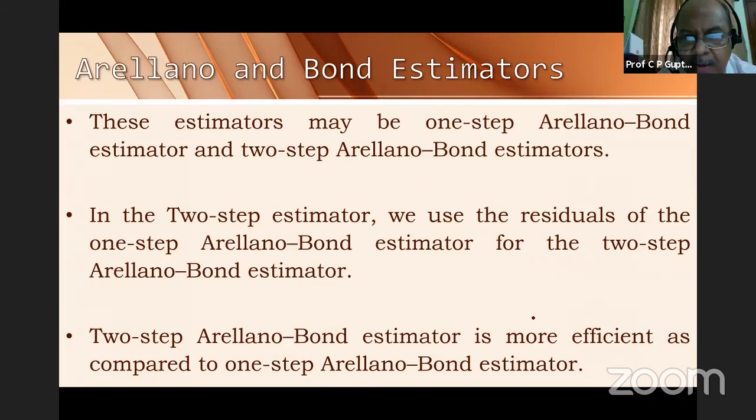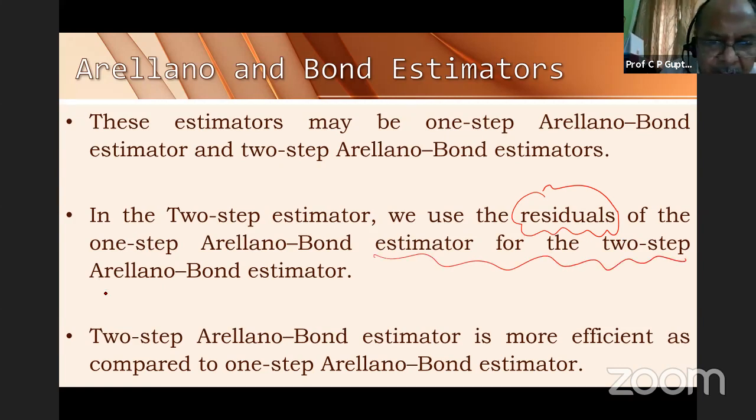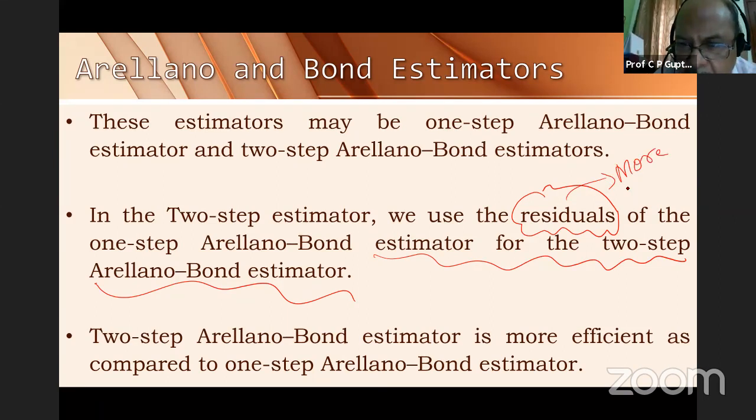These estimators may be one-step Arellano-Bond estimators or two-step Arellano-Bond estimators. In the two-step estimator, one uses the residuals of the first step for the estimation of the second step. And that gives you more information for estimation, and when you have more information, your estimates will be more efficient. So two-step estimators are more efficient than one-step estimators, and normally we prefer two-step estimators in our methodology.